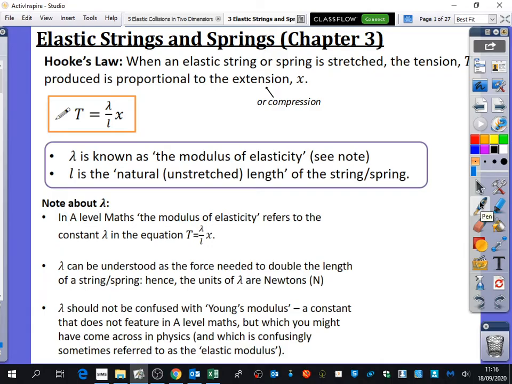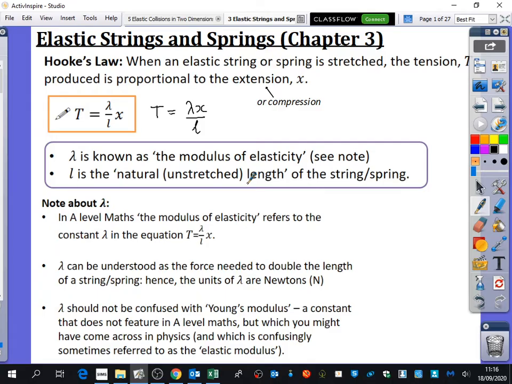So you can see here that it is proportional to the amount that it has been extended. However, and this is just really semantic, we probably usually think of it as lambda x over L. I don't know why, but that's probably the more familiar way that I will be saying it, as lambda x over L. But I wanted it written in this way so that you could see that the tension is proportional to how much it has been stretched, okay? Lambda is known as the modulus of elasticity, and we'll talk about that in just a second. And L is the natural, meaning the unstretched length of either the string or the spring when it's just lying on the table with nothing interacting with it.